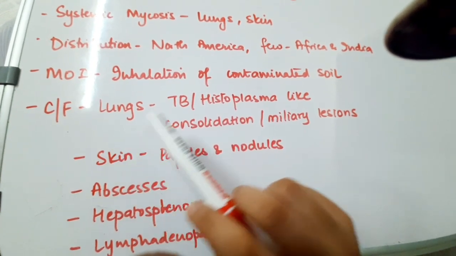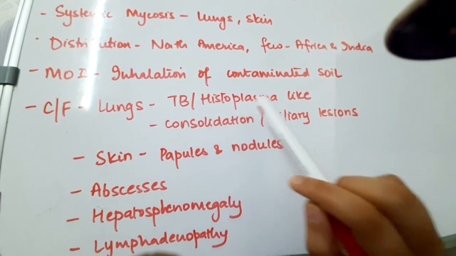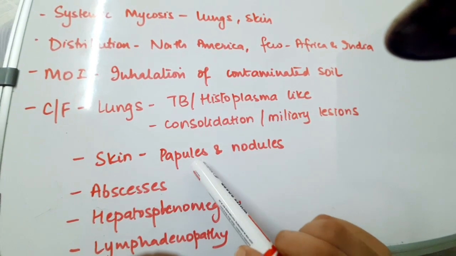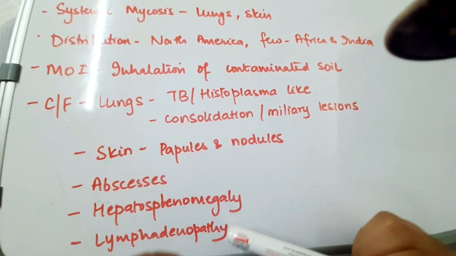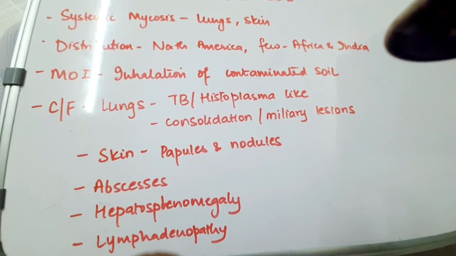So these are the clinical features: TB or histoplasma-like infection of the lungs, papules and nodules in the skin, abscesses, hepatosplenomegaly, and lymphadenopathy.